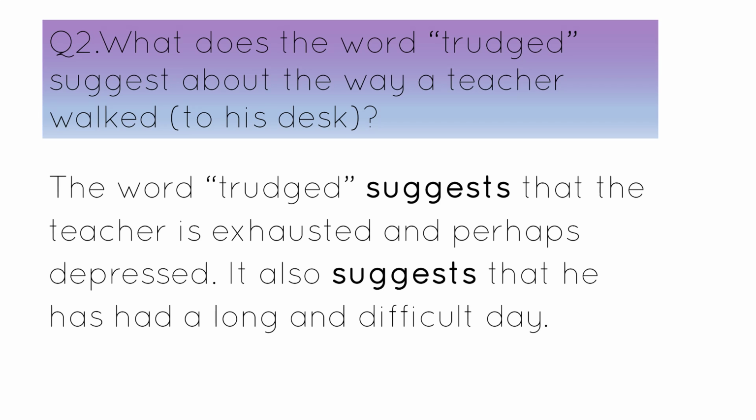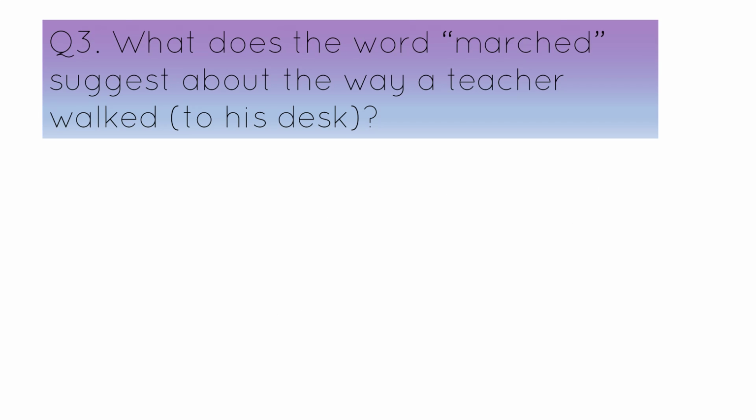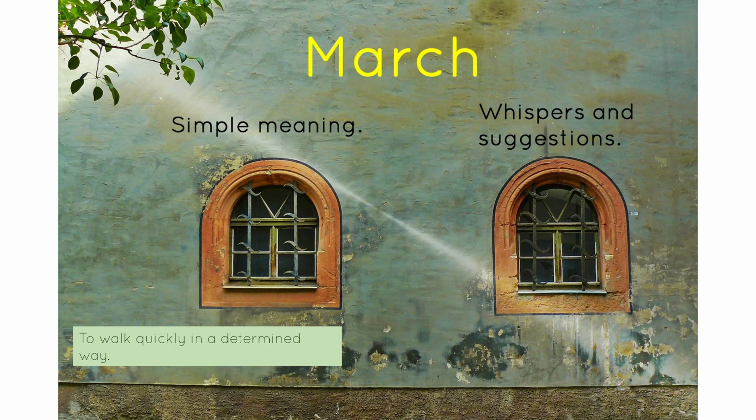Okay, let's move on to question 3 now. Question 3 is, what does the word marched suggest about the way a teacher walked to his desk? Now, in this case, very different to trudged. Do we know what march means? Well, we can think of soldiers marching, armies marching, but what is it in the manner of when someone walks when they march? Well, it's about those kind of long steps, straight legs, and the simple meaning of marching is to walk quickly in a determined way. So in this case, it's suggesting that the teacher is determined.